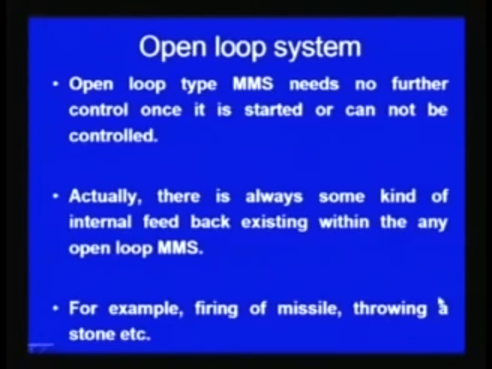Similarly, throwing of the stone, once the stone has been thrown, it cannot be controlled, but it is controlled actually by some sort of internal feedback which is existing in the form of the gravitational force. So, such kind of systems which, once started, need no further control, or rather they cannot be controlled further, are known as open loop systems.